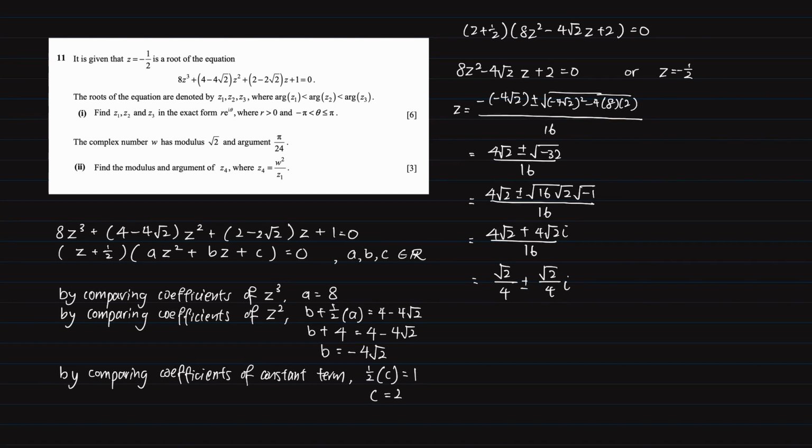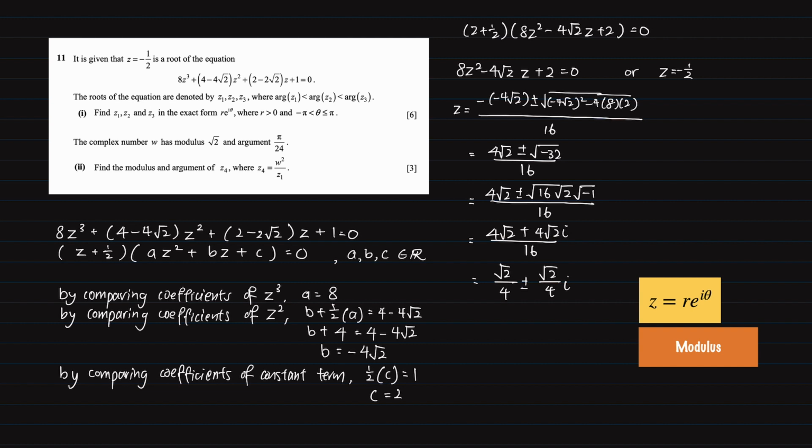Now this is not the final answer because we want to express the roots in the exact form of r e to the power of i theta. So what we can do is to express this Cartesian form into the exponential form. There are two ingredients that are required. The first will be the modulus of these roots.